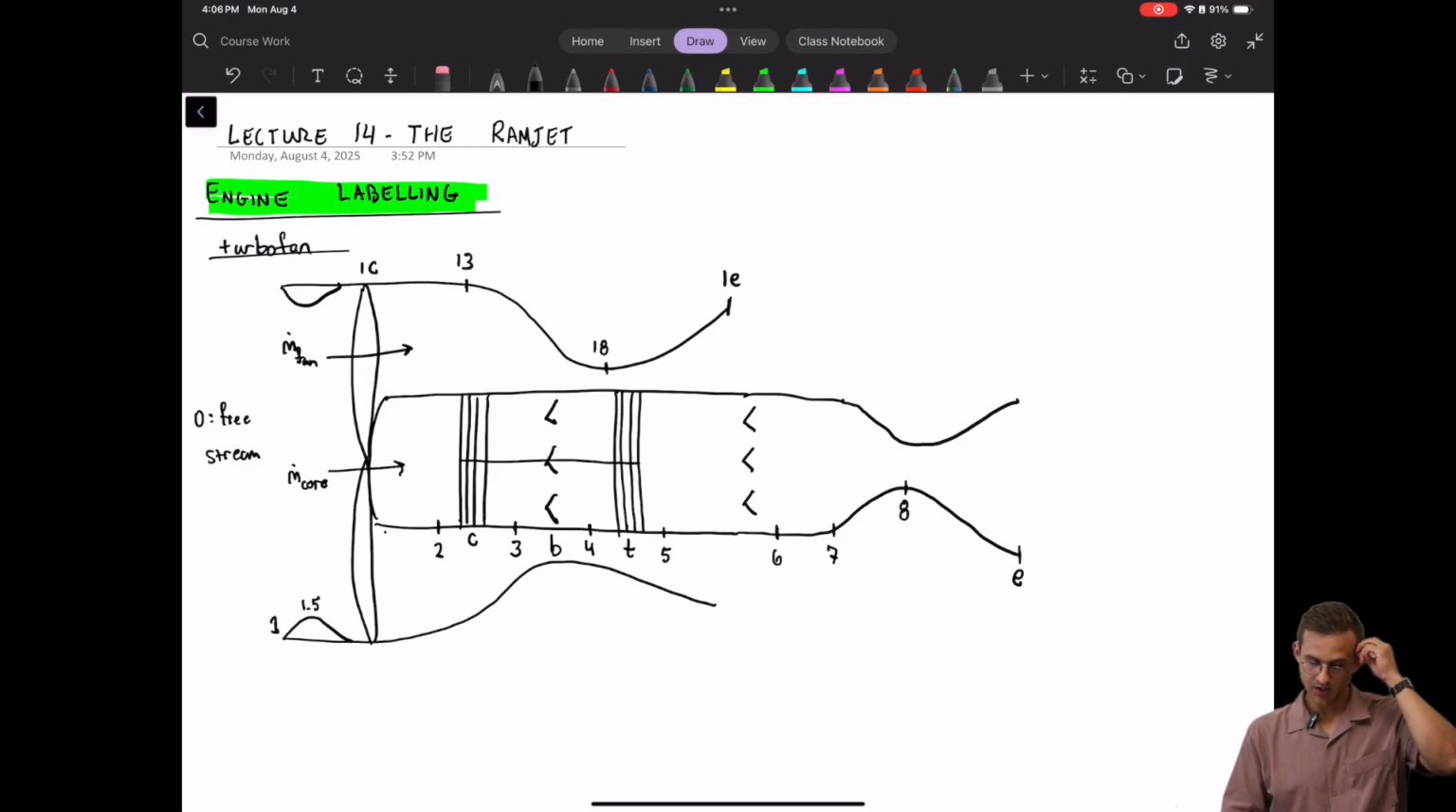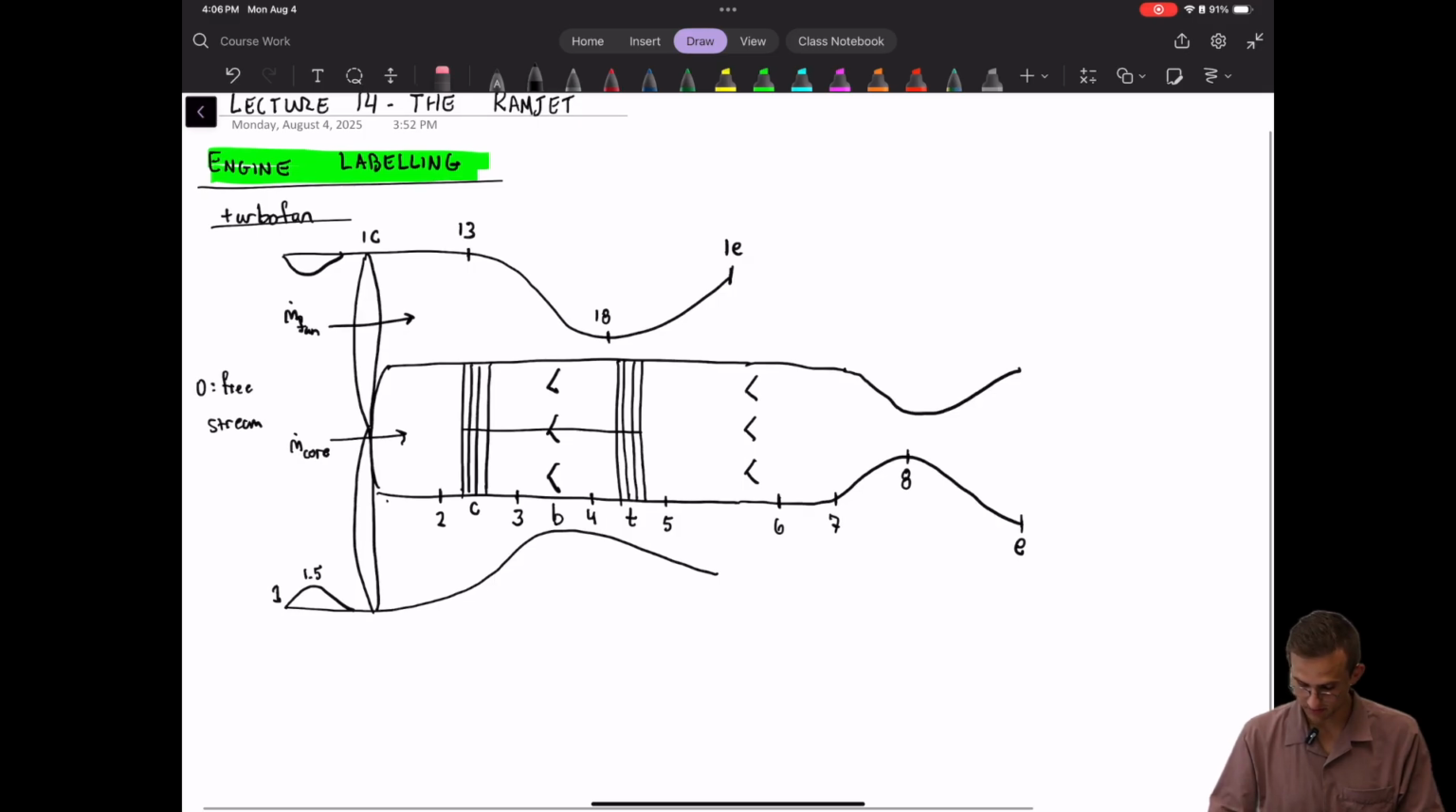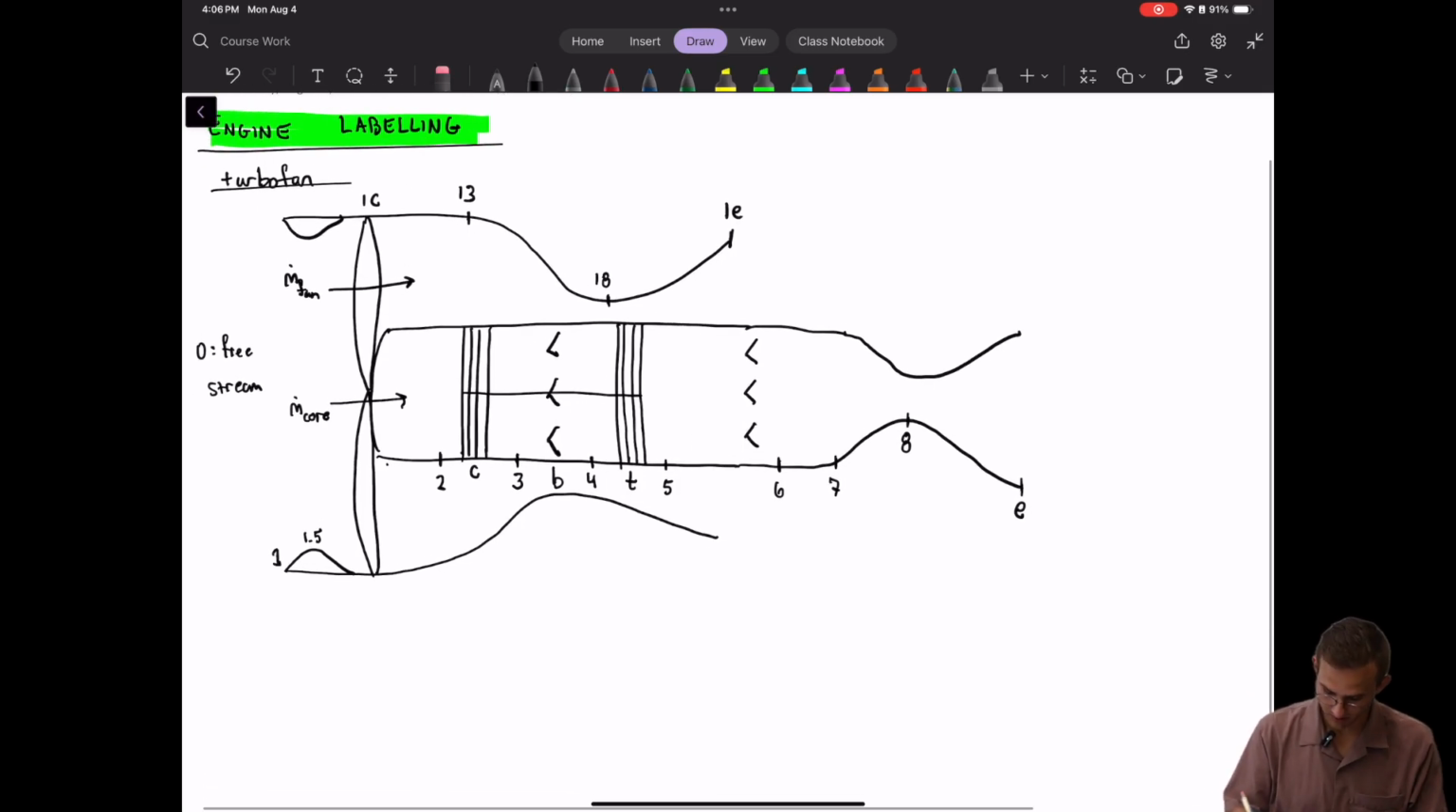But for now, these are the most common labels that you'll see, and so we'll continue to use these labels. So even when there's no compressor and turbine, say in the case of the ramjet, we're still going to have temperature 4 be downstream of the burner. You'll see that in just a moment when we start to develop those things. So this is our most general diagram here.